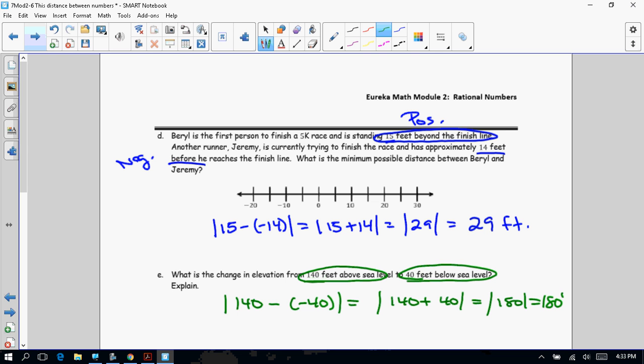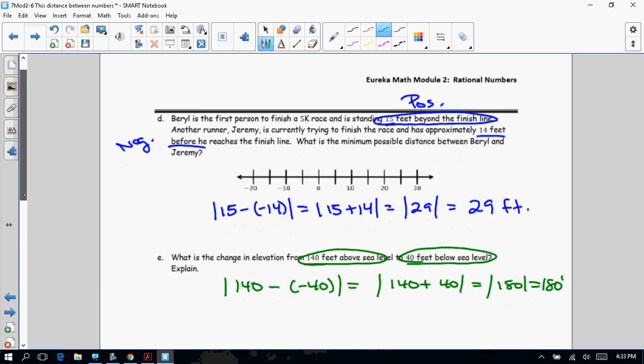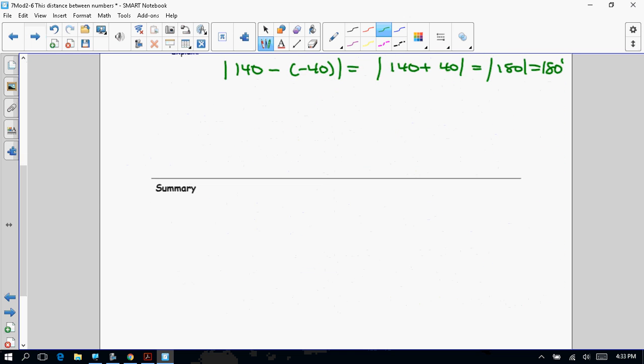All right, well, there's a summary at the bottom of the page. We're going to hit that together in class as well. So hang on, wait for that. We will hit this summary together.